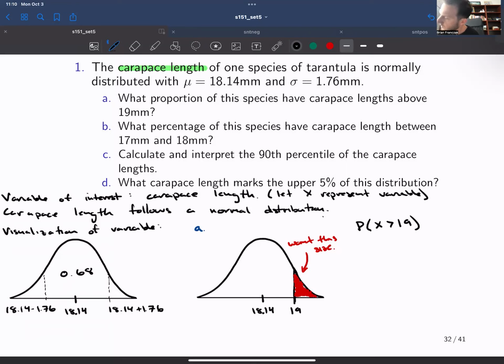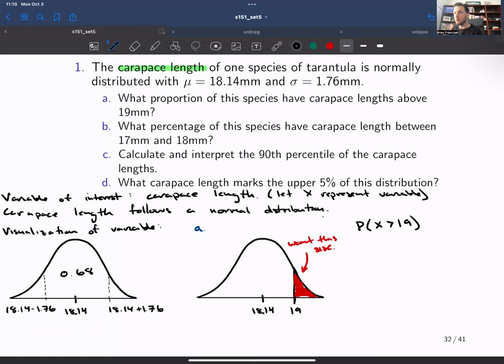Okay, we can technically use any letter that we want. X is usually what we use, and you don't have to define it necessarily. You can just go right to x. That's usually understood to be a normal value in the context of these problems. All right, so we want the probability x is greater than 19.